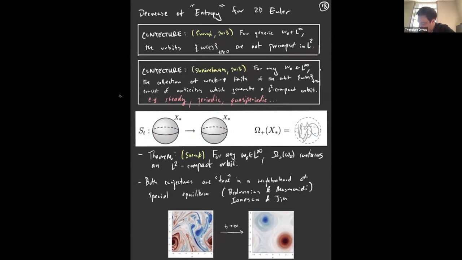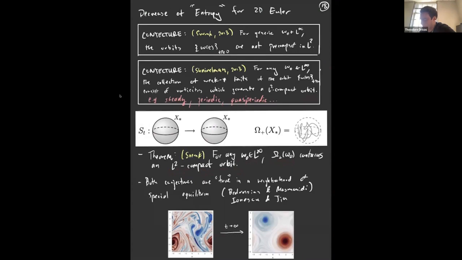The first is that also a theorem due to Schwerak is that for any initial data in L infinity, this omega limit set for that initial data contains at least one L2 compact orbit. So the thing that Schnirelman says should be the entirety of it, at least there's one of them for any data. And both conjectures are true in some moral sense for neighborhoods around special equilibria.